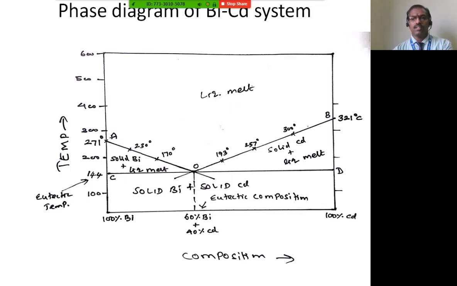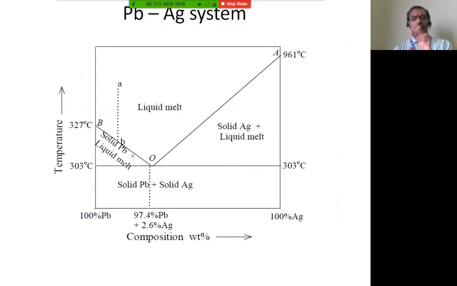Now we'll go to the next one, the bismuth-lead-silver system. Now you know how to construct the phase diagram of the bismuth-cadmium system based on thermal analysis. Similarly, if you want to know about the lead-silver system, just Google it. Search for the phase diagram of the lead-silver system, and you will have a nice picture like this.